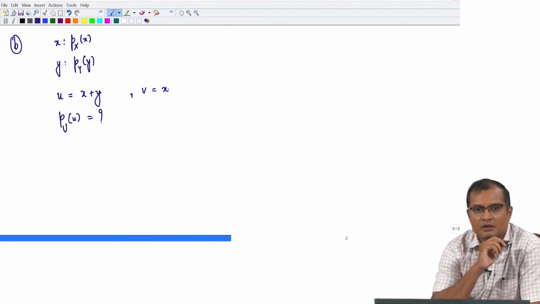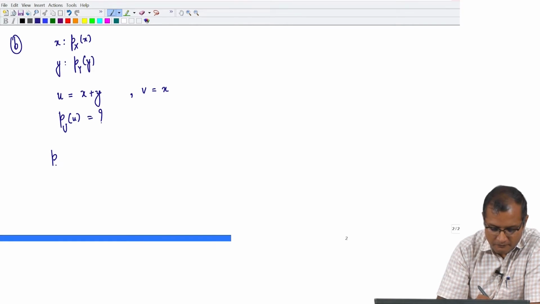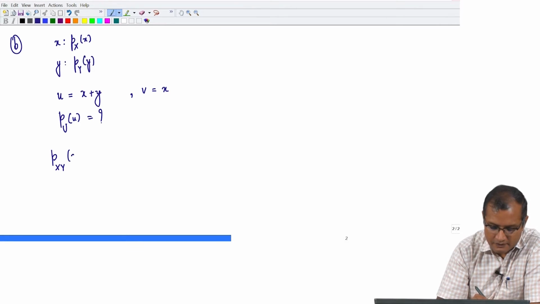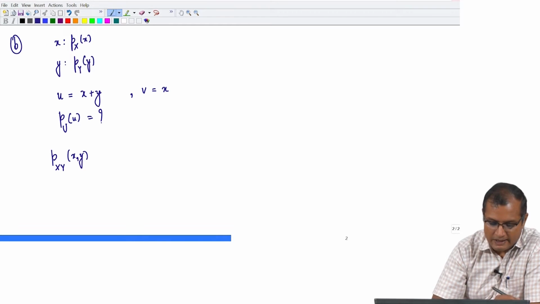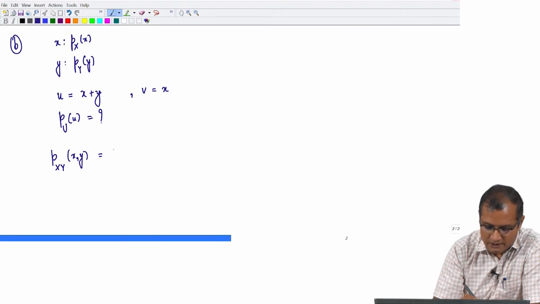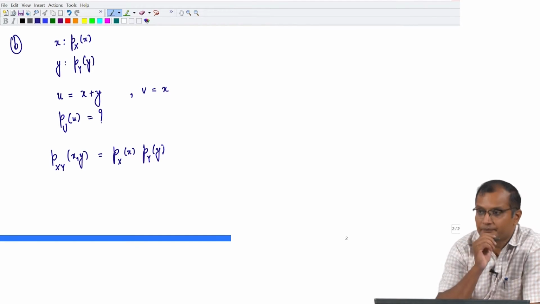Okay. So, what is happening here is that you have a PDF, I will say that this is an xy PDF of x comma y, and because x and y are independently distributed, this is nothing but I will say p of x(x) into p of y(y). Okay.